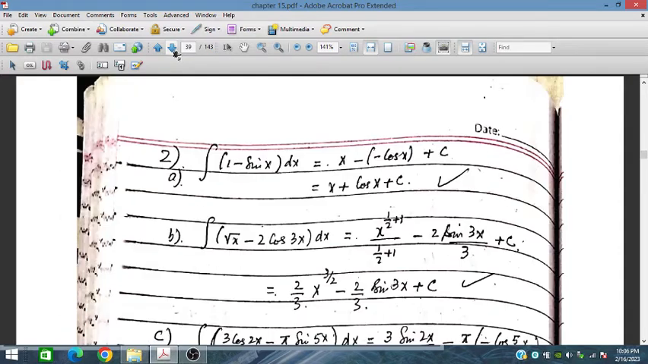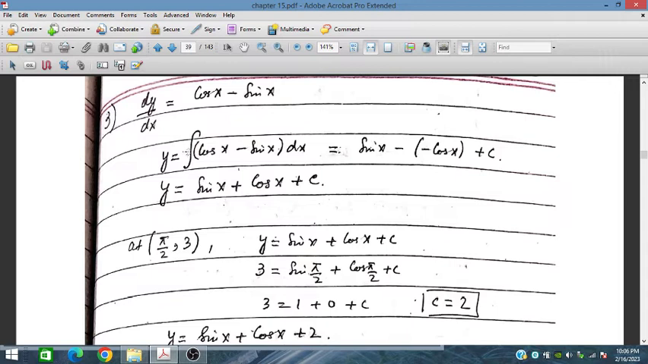Question number 3: dy/dx is this. Now integrate this: y is equal to the integral of cos x minus sin x dx. When you integrate this, cos x becomes sin x, and sin x becomes minus cos x, and this minus sin makes it plus. So sin x plus cos x plus c is y.